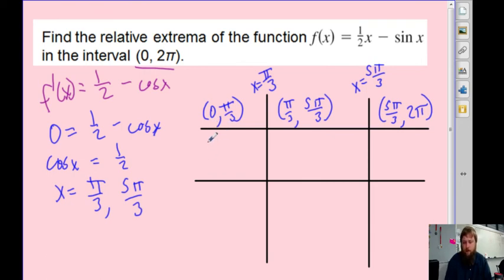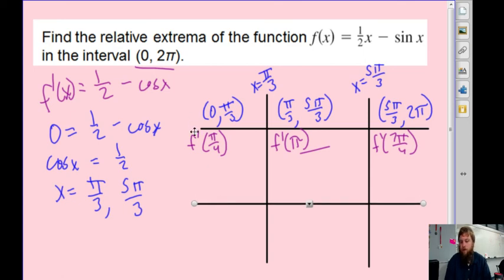So one I can take for a test value right here, I can take f prime of pi over 4. And for this one, I'm going to take pi, because pi is an easier number for me to find. And for this value, let's just match with this pi over 4. We're going to say f prime of 7 pi over 4. Okay, so these are my test values. Now I'm going to plug those into the derivative and see if it's positive or negative.